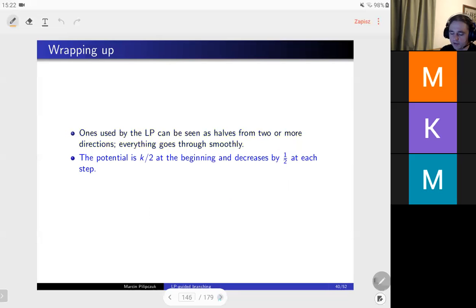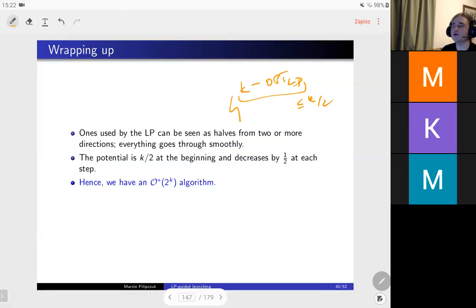So we have the potential being k half at the beginning, because we have the algorithm with running time 4 to the k minus the optimum LP value. But this is at most k half, otherwise you have a trivial solution. So this is a 2 to the k algorithm for node multiway cut. We got the same solution.